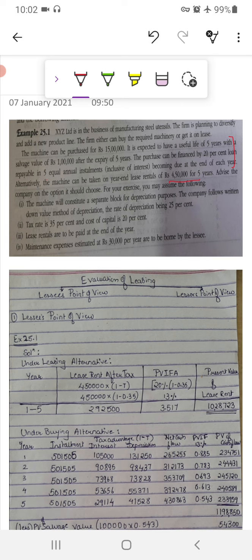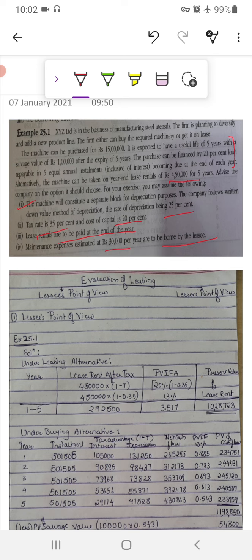The first one is the machine will constitute a separate block for depreciation purpose. The company follows the written down value method of depreciation and the rate of depreciation given is 25%. Then the tax rate is 35% and cost of capital is 20%. Lease rentals are to be paid at the end of the year and maintenance expenses estimated at 30,000 per year are borne by the lessee. So this is what they have given to us.